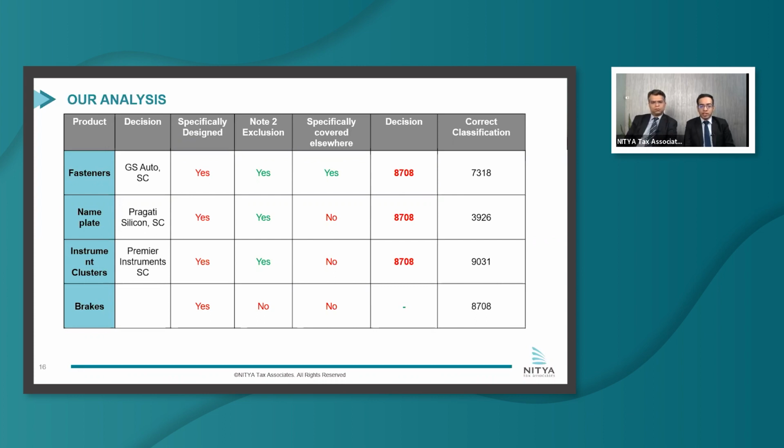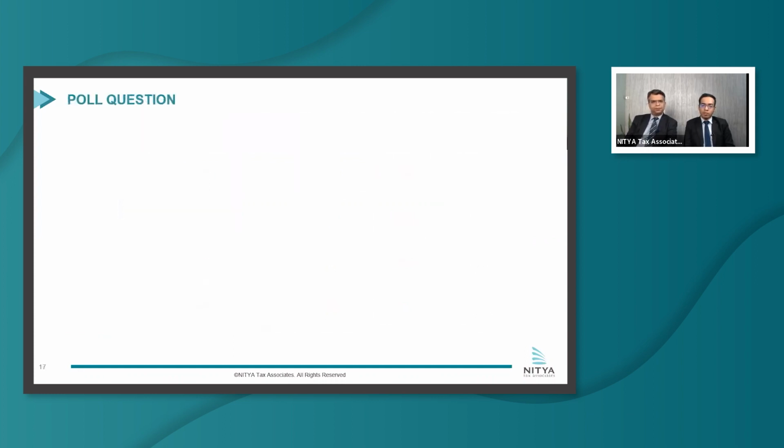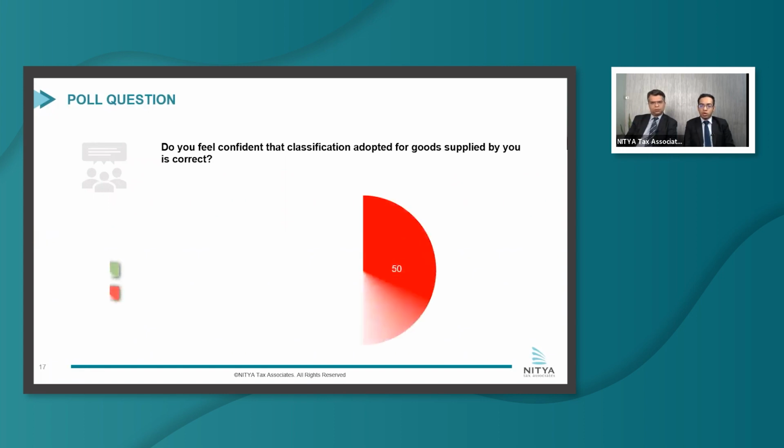But yes, by principle, brakes should be classified under 8708 only, failing all these three layer tests. We also ran a poll, asking whether you feel confident about the classification adopted by you. We got a similar response: 50% of taxpayers feel that their classification is not correct. So even though the classification principle has existed since 1975, even now the department and the taxpayers are not confident in their classification. That may impact their working capital and the implications that we discussed.